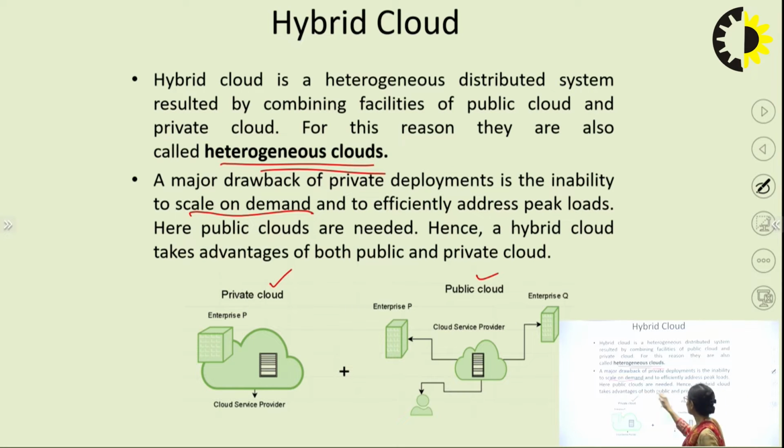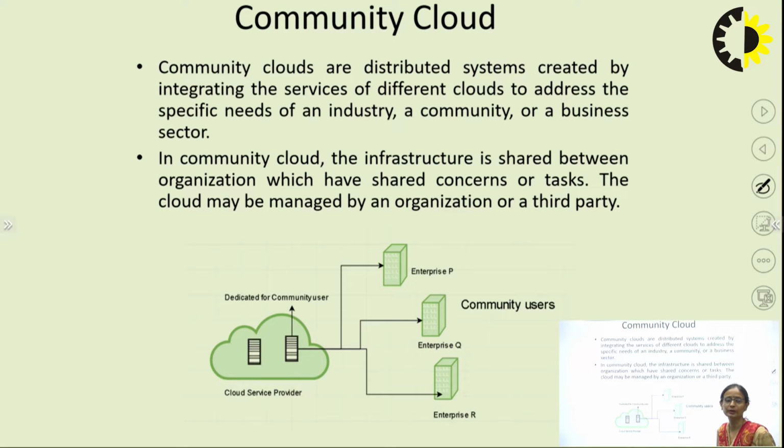Here public clouds are needed, hence a hybrid cloud takes the advantage of both public and private cloud. Community cloud. Community clouds are distributed systems which are created by integrating the services of different clouds to address the specific needs of an industry. Here, instead of talking about a single organization, we talk about a segment of industry.